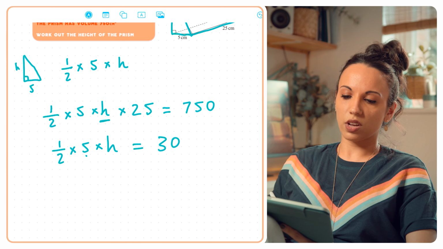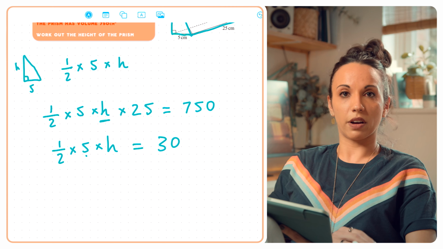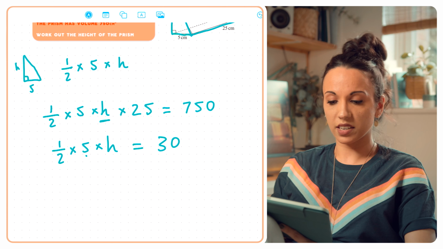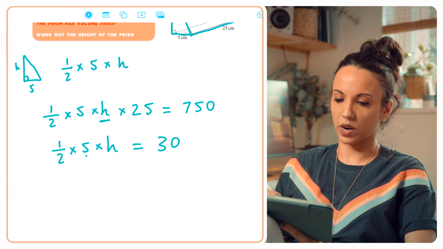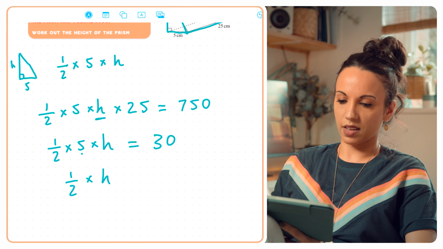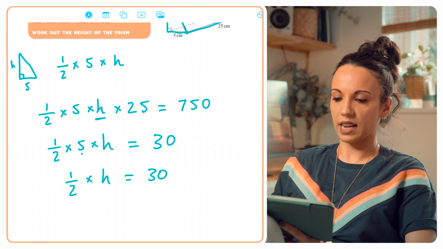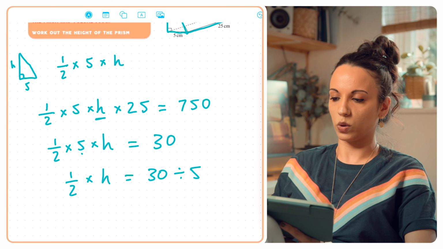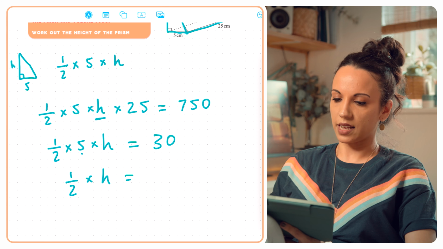So we've got 5 on this side, we're multiplying by 5. The opposite of multiplying by 5 is dividing by 5. So we can divide both sides of the equation by 5. What that's going to do on the left-hand side is get rid of it. And what that's going to do on the right-hand side is we're going to have 30 divided by 5, which is 6. So let's change that for a 6.